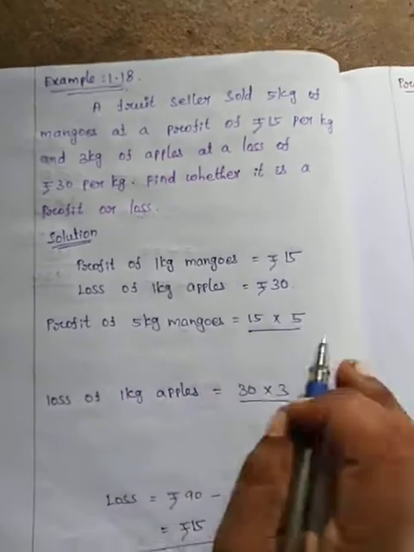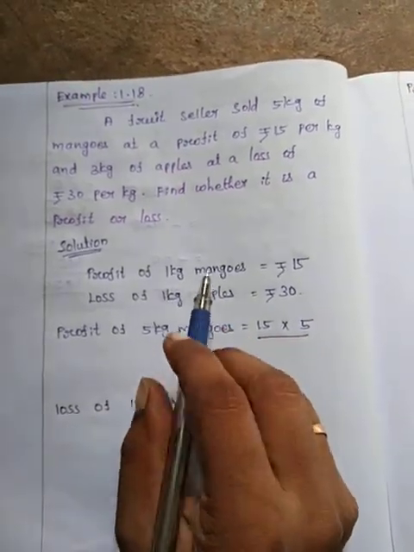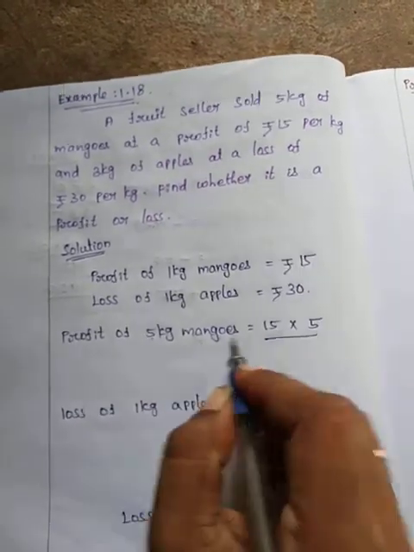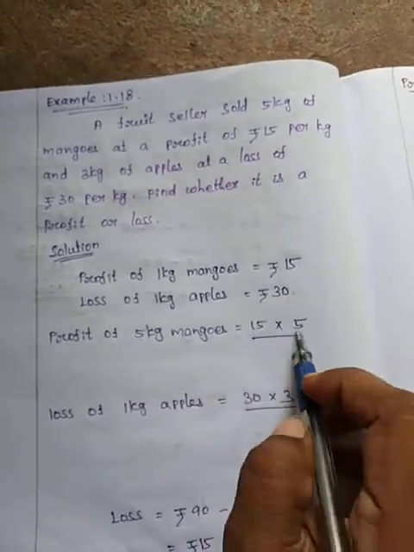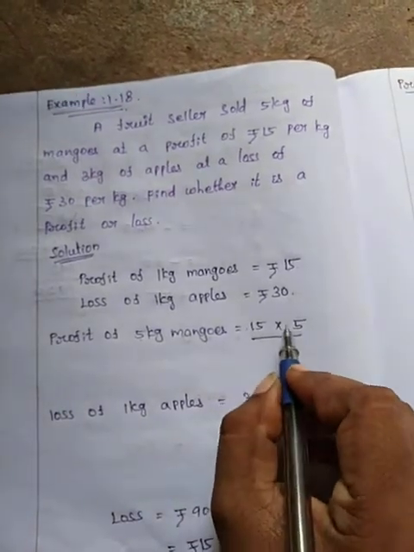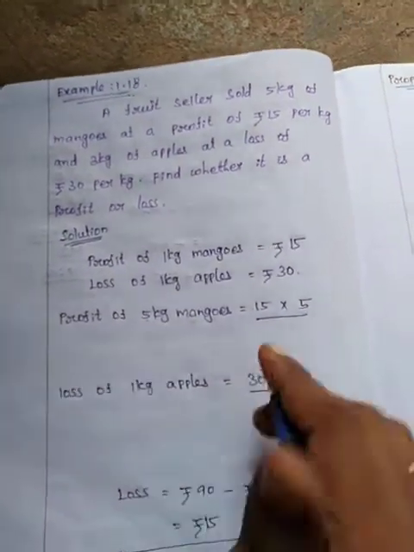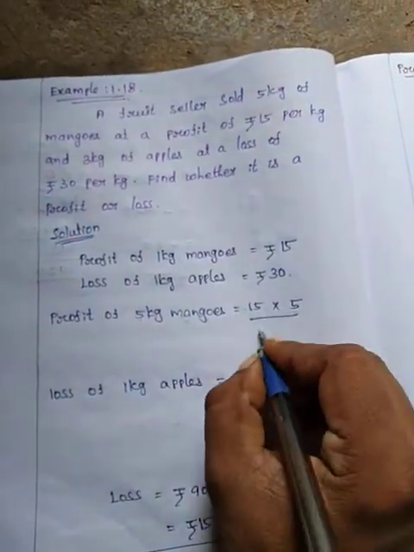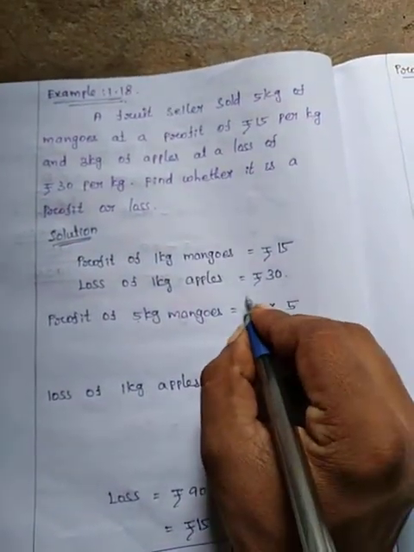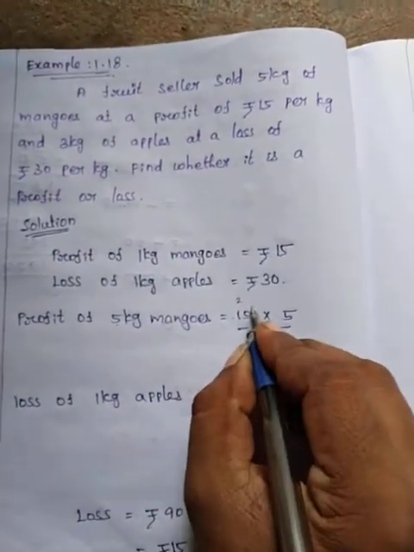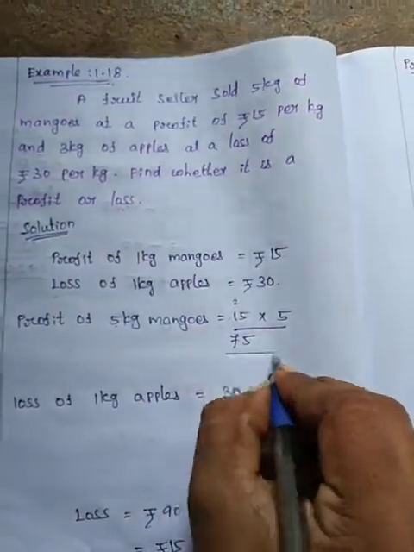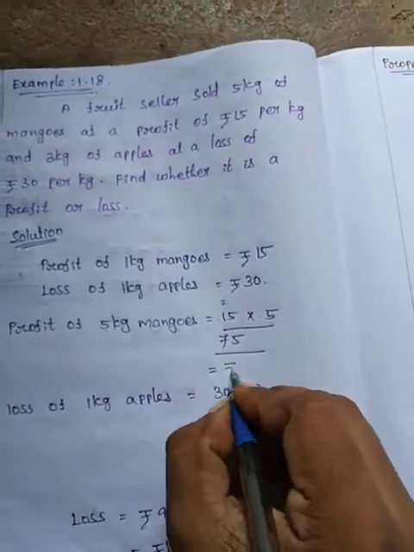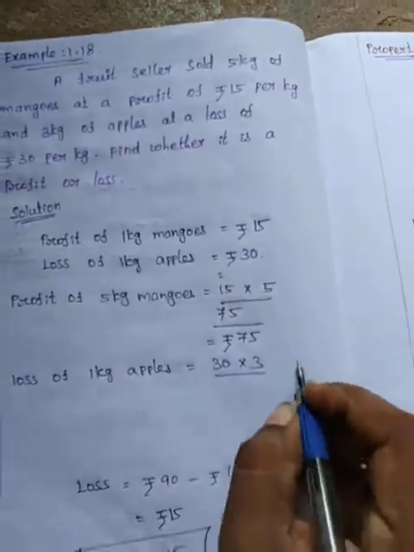Profit on 1 kg of mangoes is 15 rupees. Okay? Then the profit on 5 kg of mangoes is 15 into 5. Here both are the same sign, so the answer will be positive. 5 fives are 25, 5 balance 2. 1 five is 5, 5 plus 2 is 7. So the profit on 5 kg of mangoes is rupees 75.